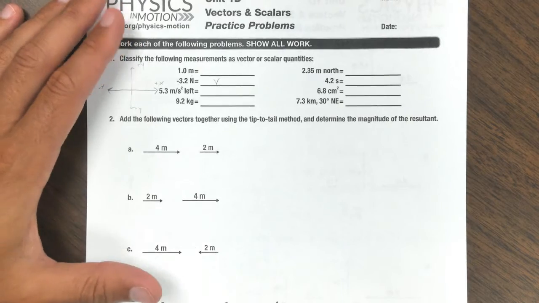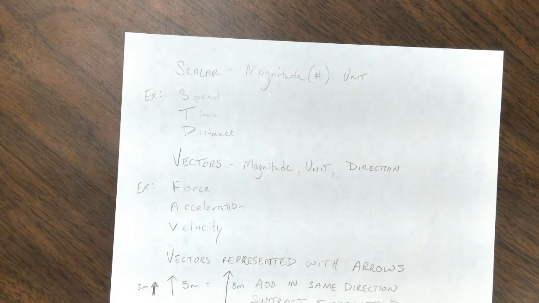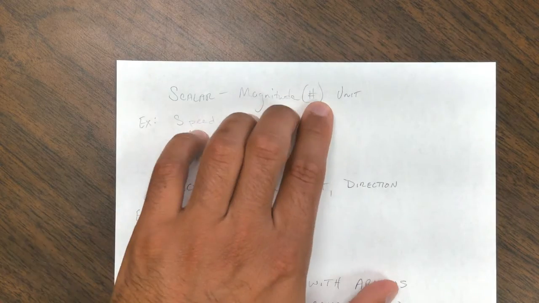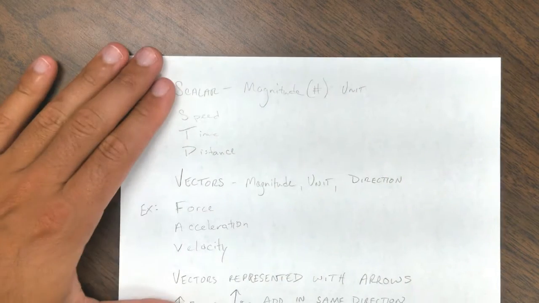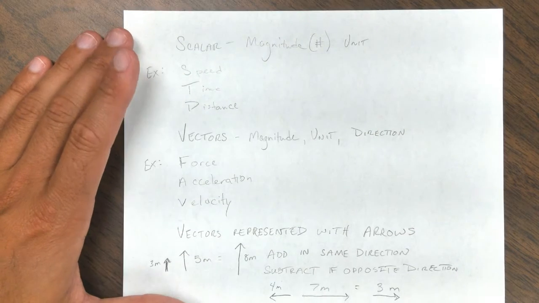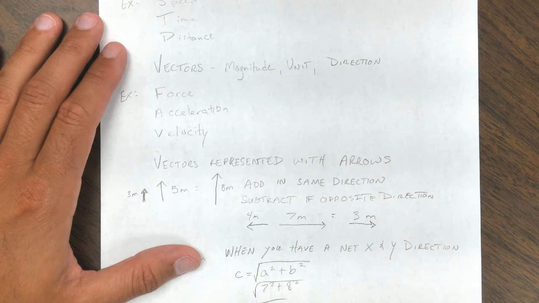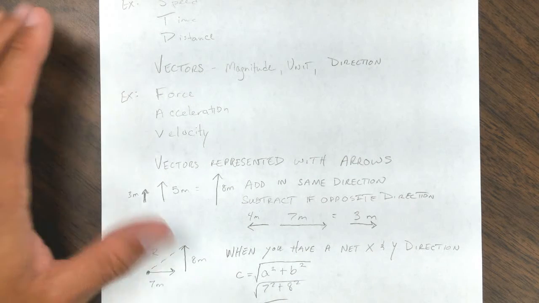Let me just show this as part of notes here. Scalar quantities have a magnitude or a number and a unit that goes along with it. Speed, time, distance, area, those are all different examples. Vectors require a magnitude, unit, and direction.